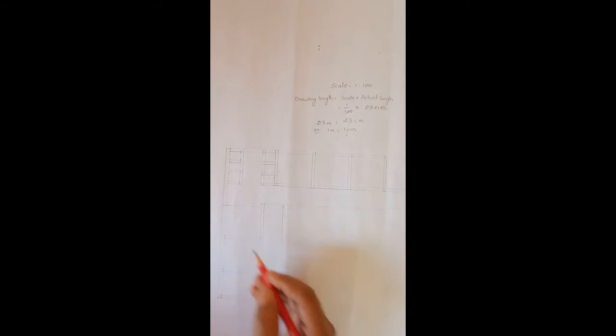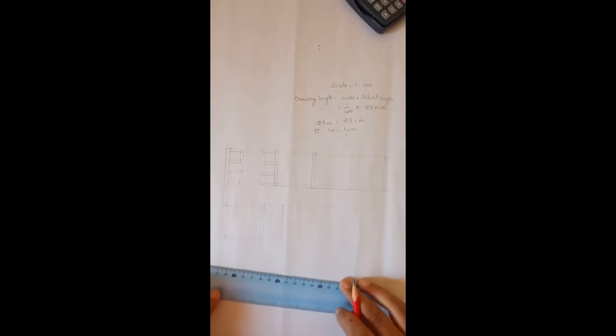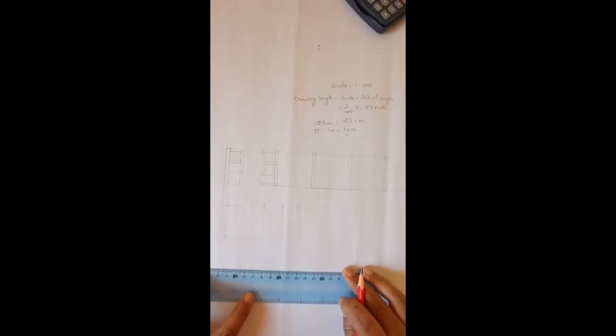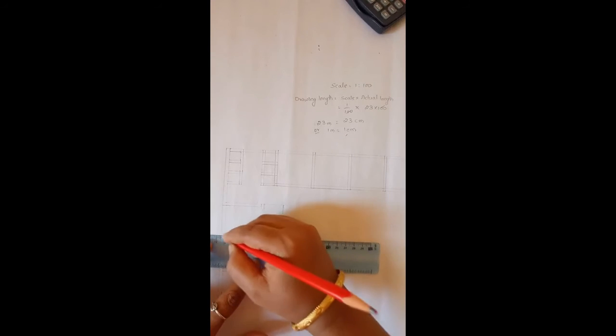See here, each classroom has two windows. The window size is how much? That is 1.5 by 1.5. So your classroom height is how much? 3.6. Make the arrangement correctly. 1.5 is the horizontal distance and 1.5 is also the vertical distance. So here you just make sure, one minute, just complete it.